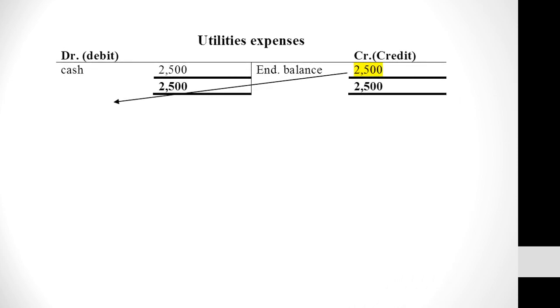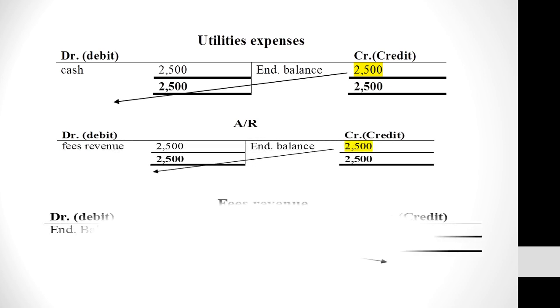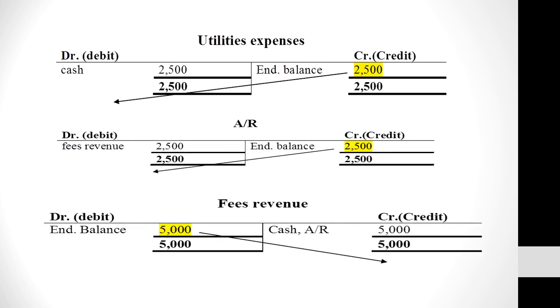The same goes for utilities expenses, accounts receivable, and fees revenues. For those accounts with only one figure, it is very simple. Like utilities expenses, we only have 2,500 in the debit side and the other side is empty. So 2,500, I'm gonna place it here in the debit and here in the credit. Then we say 2,500 minus 2,500, 0, so no balance here. But 2,500 minus 0 equals 2,500.